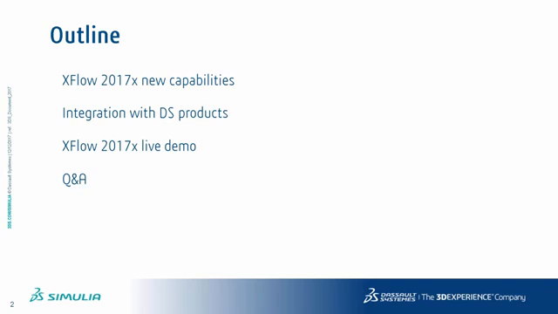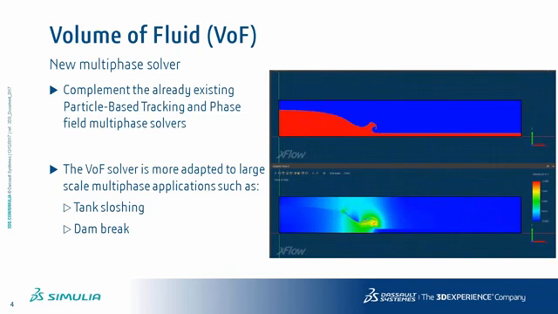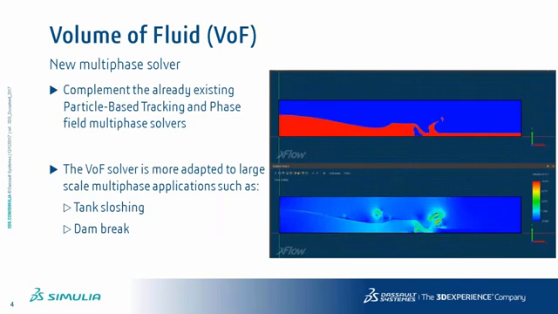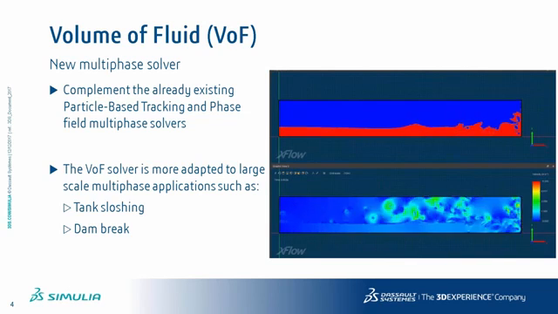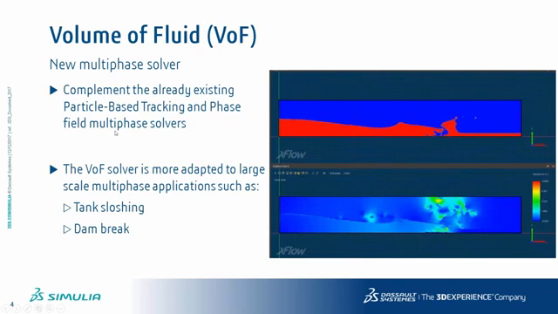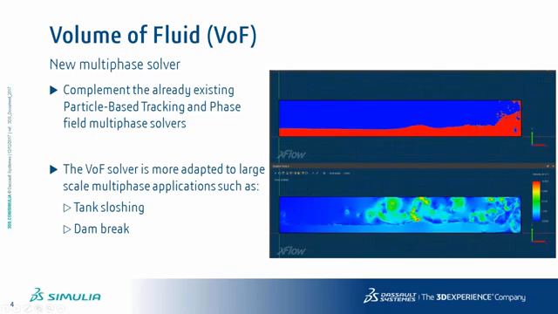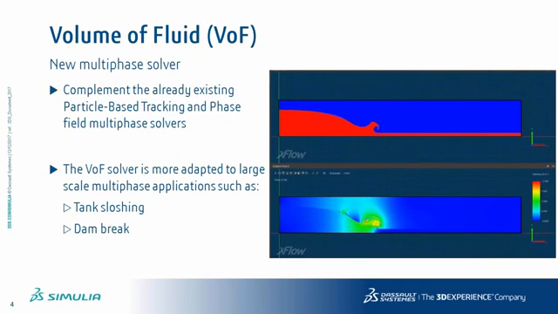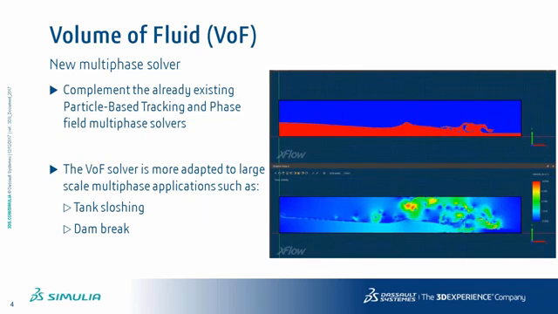Let's get started with the first part of the presentation, which is the new features available in 2017X, starting with the multi-phase solvers. We already have a good variety of solvers in XFlow, in particular the two mentioned in the slide: the particle-based tracking and the phase field solver. Those are really complementary multi-phase solutions which apply on different scales, so they basically cover the needs of a multi-phase simulation in XFlow.